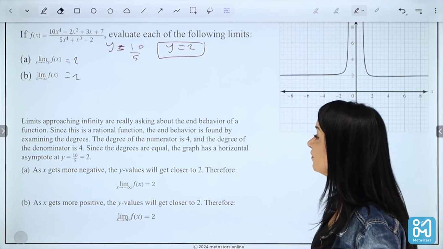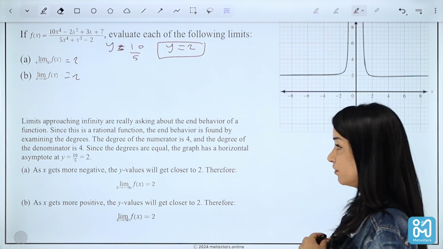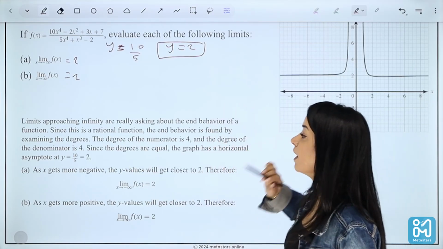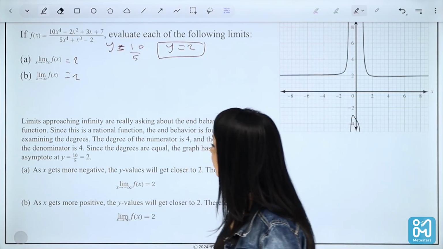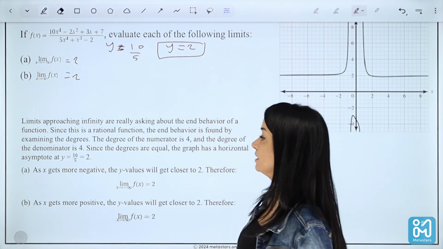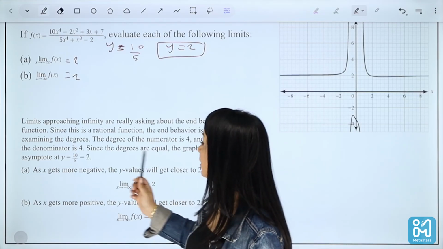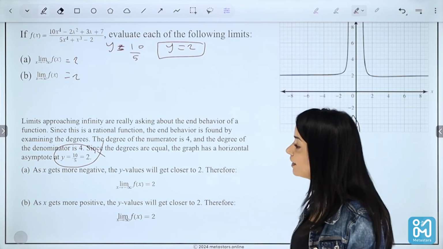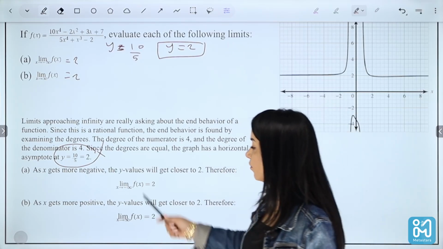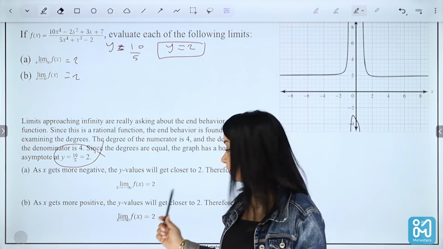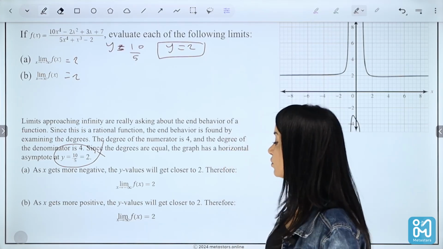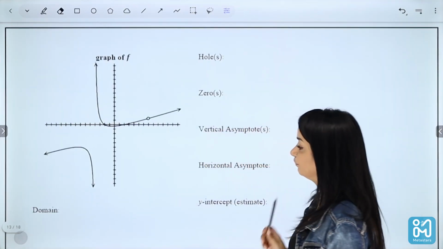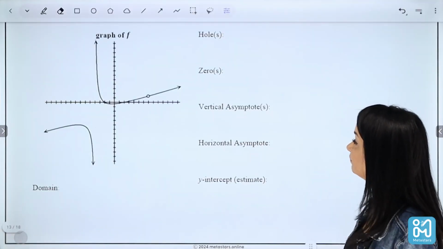So limits approaching infinity are really asking about the end behavior of the function. Since this is a rational function, the end behavior is found by examining the degree. So the degree of the numerator is 4 and the degree of the denominator is also 4. So we have here, as we said, the horizontal asymptote at y is equal to 2. So lim f of x as x goes to the negative infinity equals 2, and when going to infinity, it is also going to 2.